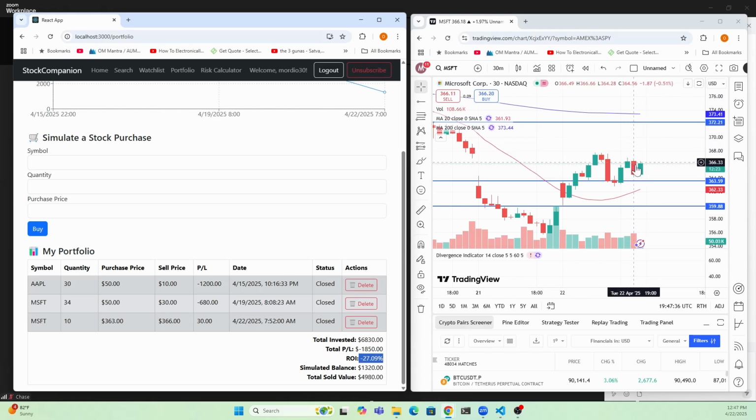And so this is how we use the StockCompanion. We use it to track real trades or track simulated trades. It's a good place to begin testing out trading strategies before spending real money on some brokerage somewhere.